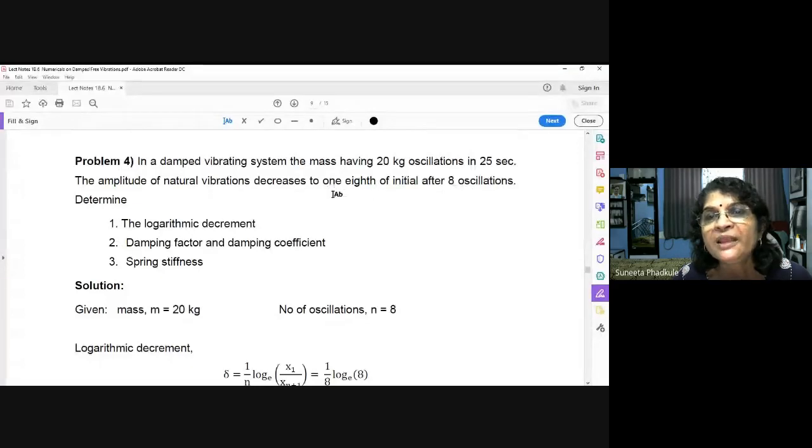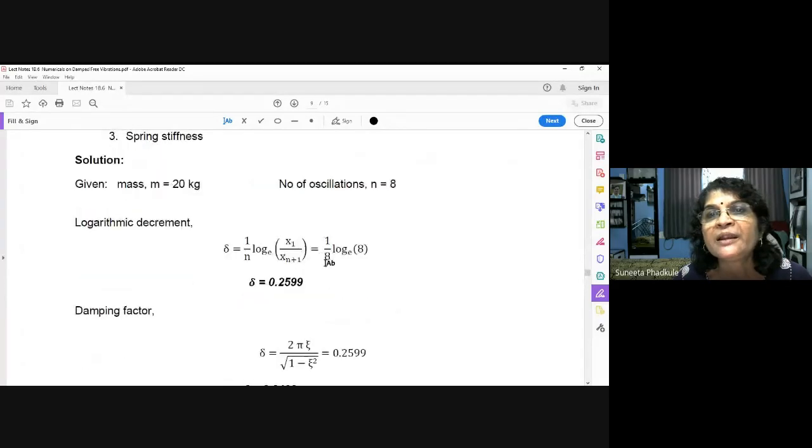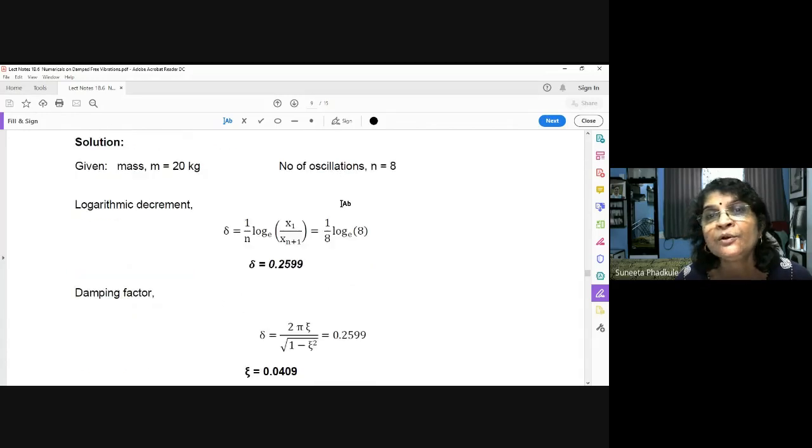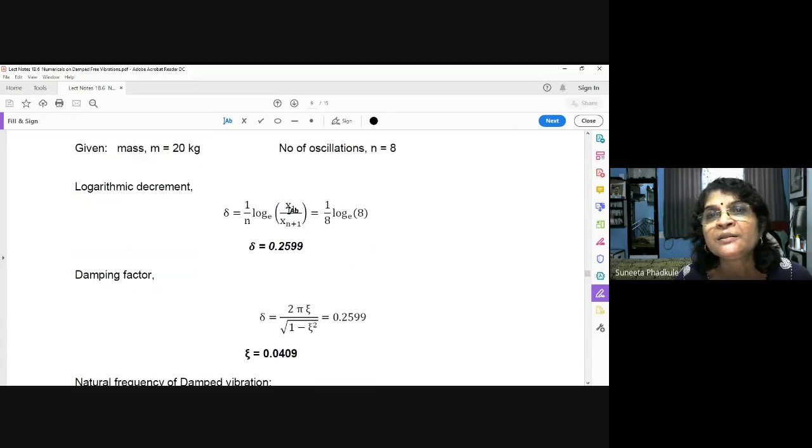Okay, 1/8 means x1 upon xn plus 1 is 1/8. Okay, that means what? If x1 is equal to 1, then xn plus 1, that is x9, is equal to 1 upon 8. So 1 upon 8 becomes 8.